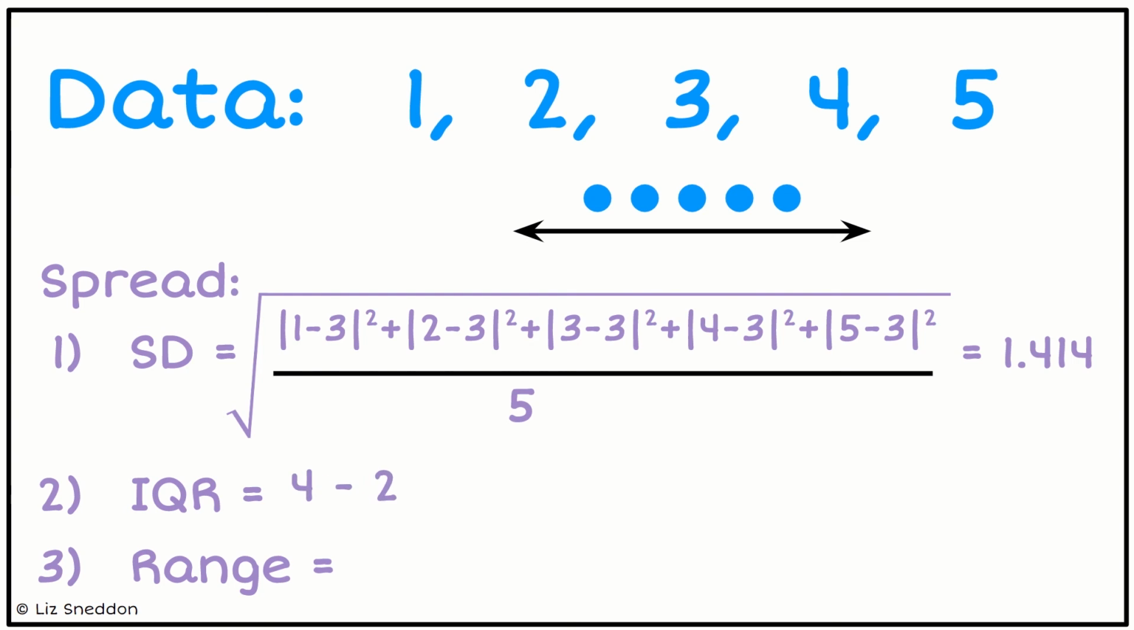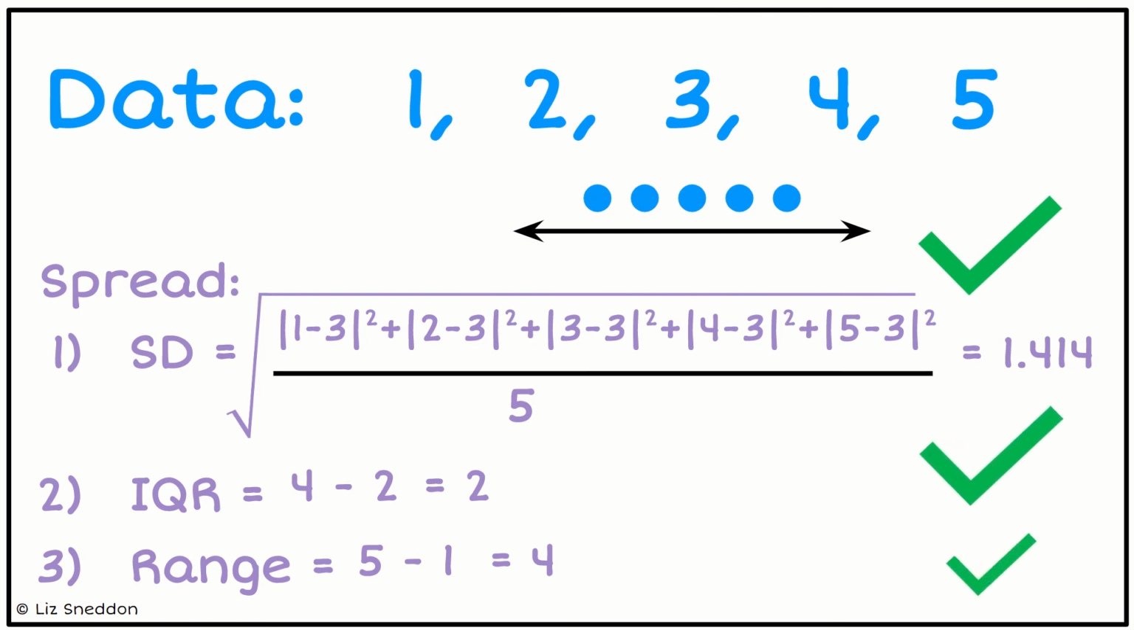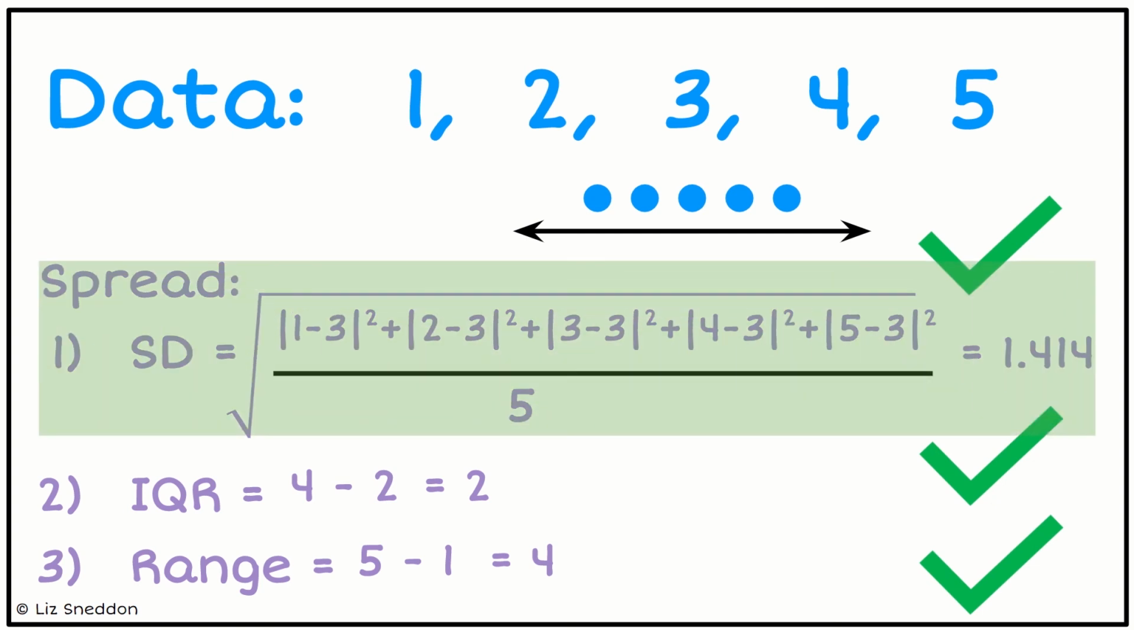Our interquartile range is our upper quartile minus our lower quartile. So that's 4 take away 2, which will give us 2. And our range is the maximum minus the minimum, which is 5 minus 1, which equals 4. Because my data doesn't have any outliers or skewness, I can say all 3 of these measures of spread are acceptable. I could use any of them. And at level 3, we want to use the most sophisticated, so we will use the standard deviation to refer to the spread of the data here.